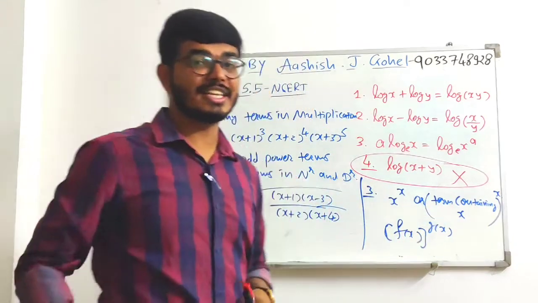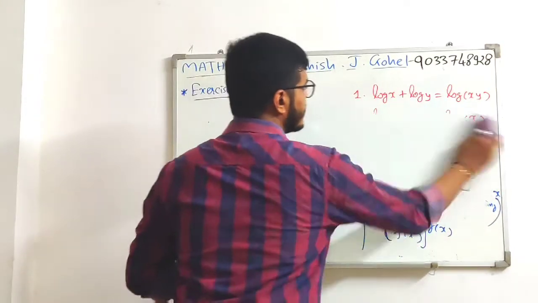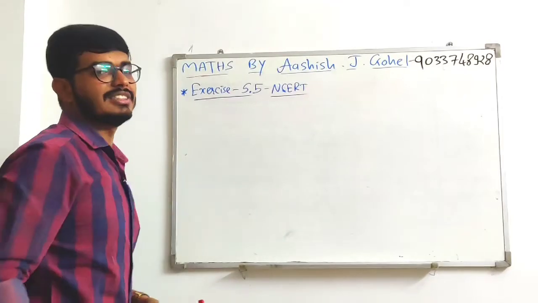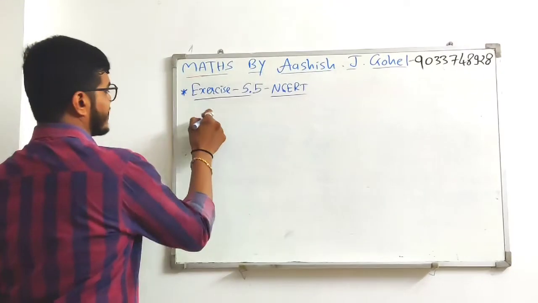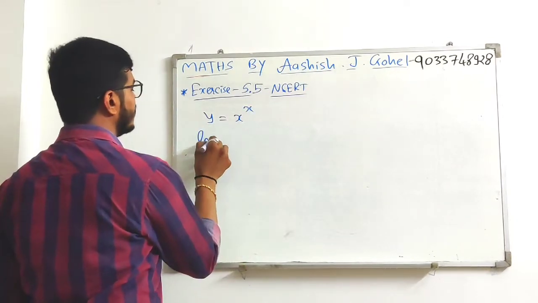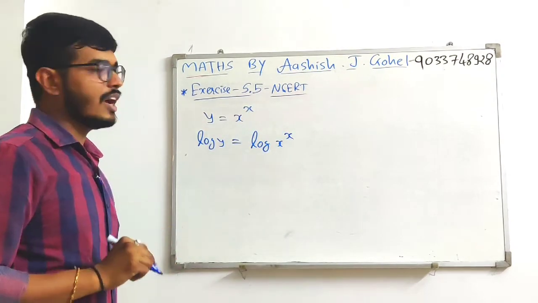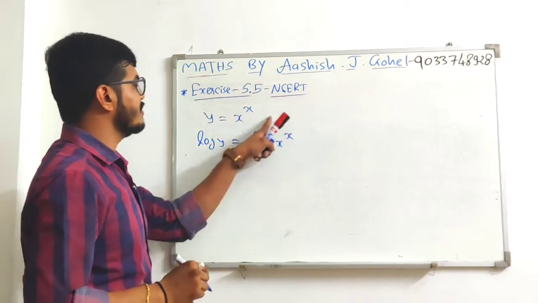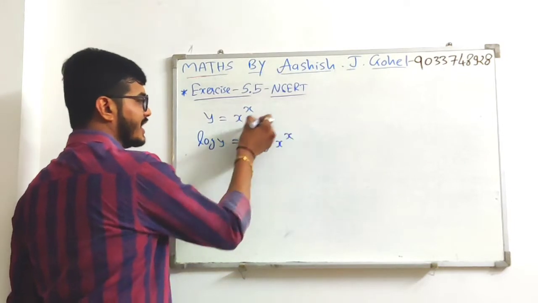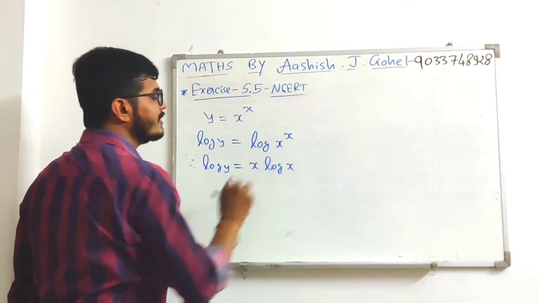So let us take one example, and then we will understand how we can apply all these rules here. Let us differentiate the function x raised to x. So y is equal to x raised to x. First we will take log on both sides. So log of x raised to x. Then according to the property, this x will be in multiplication. Whatever term is in the power, we can take in multiplication. So log y is equal to x log x.